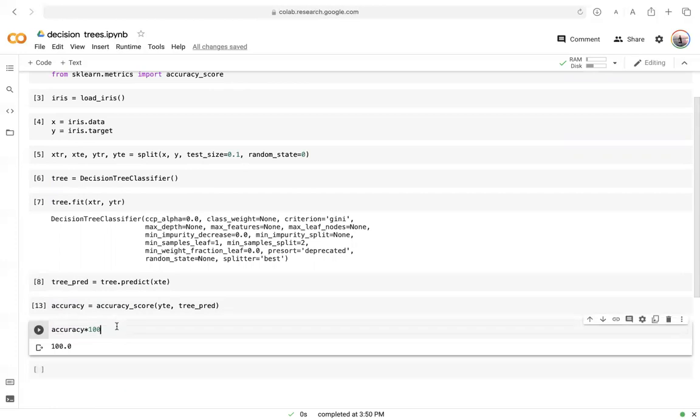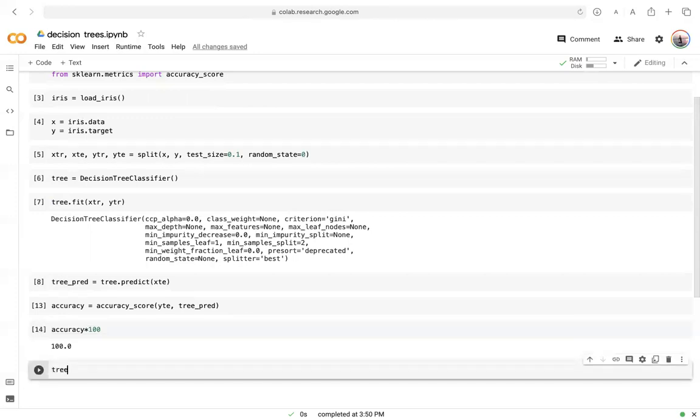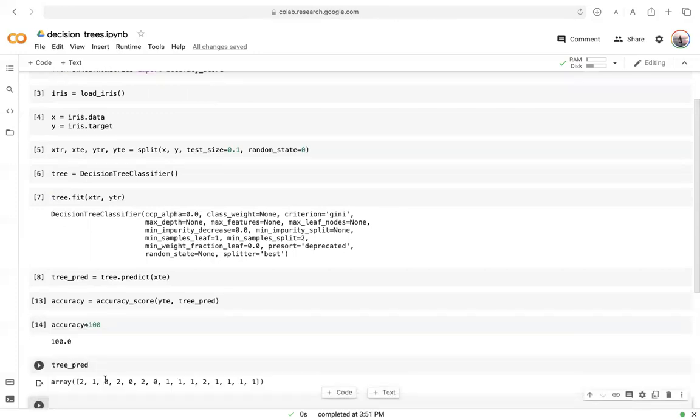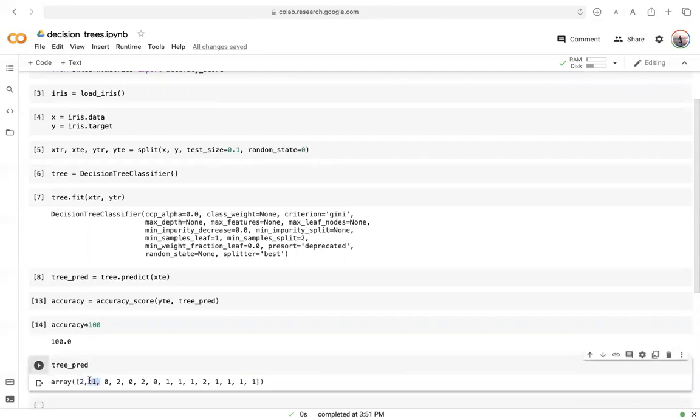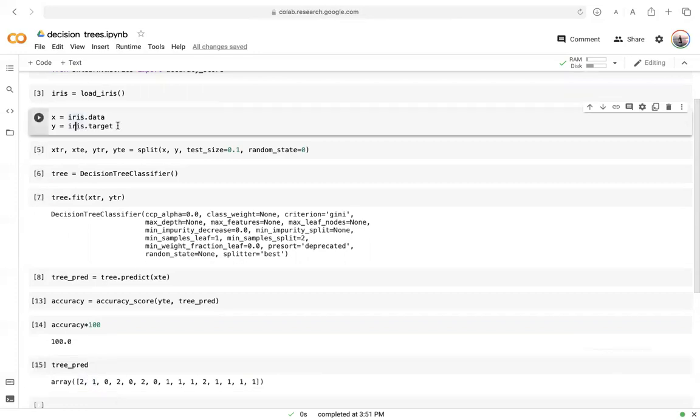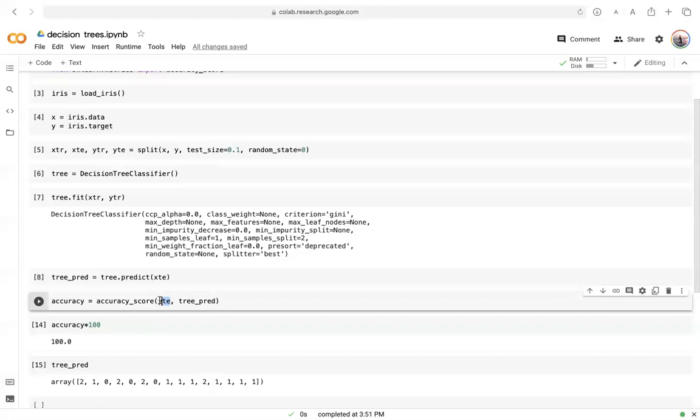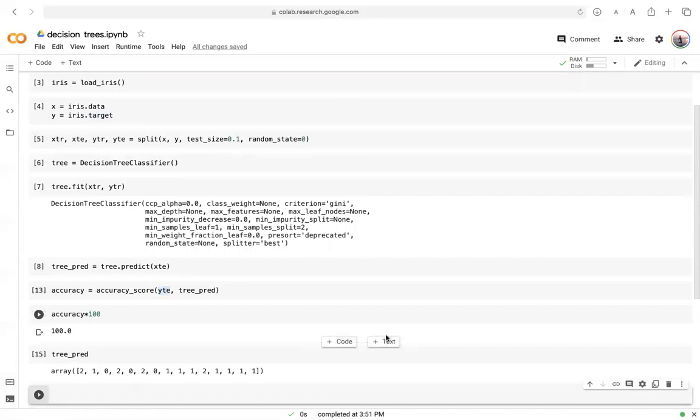So for all our given data, the 10 or 15 examples, whatever it is, it has made a correct prediction. Clear? So what is the prediction here? If you want to know our predictions, they are these. Zero is iris setosa, 1 is versicolor, 2 is virginica. Agreed? That's our y from our target. So you are comparing the decision tree's prediction to our actual values, which is y test. Any questions on this?